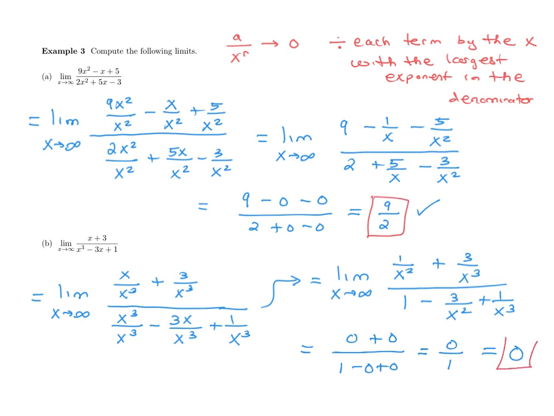These are the answers for these two problems. This one was 9 halves. This one was 0. And what does this mean about this function and this function? y equals 9 halves is a horizontal asymptote of this equation, and y equals 0 is a horizontal asymptote of this equation.